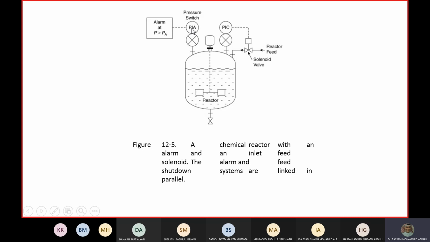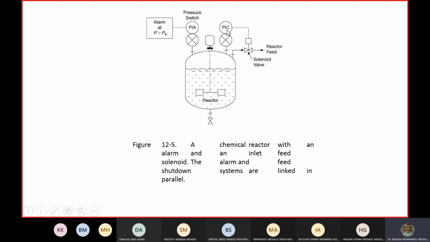PIA, the pressure, because I went to Pakistan International Airport once. So while I'm writing PIA, my acronyms go wrong in my head. So this is pressure indicator analyzer.